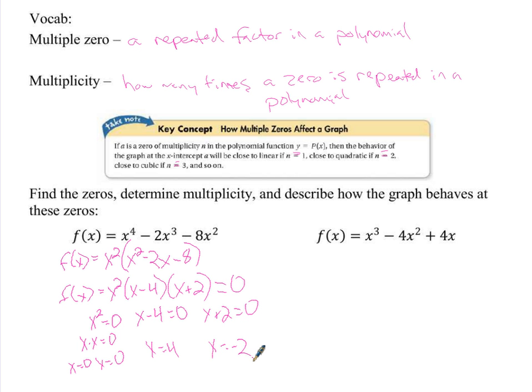So find the zeros, we did. Determine multiplicity. Do I have any repeated zeros? I have this 0 right here is repeated twice. I have 2 of those, okay? So for x equals 0, the multiplicity for this guy is 2. The multiplicity for this one is 1. The multiplicity for this one is 1. Yeah, the multiplicity n is what they used here.